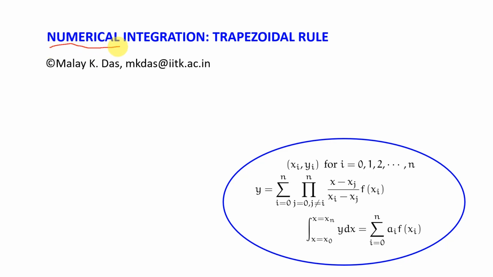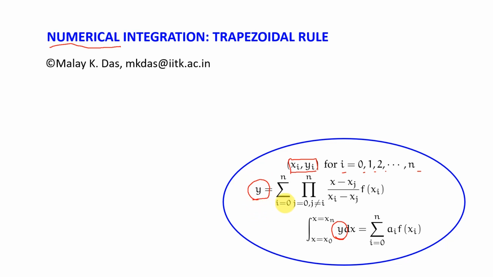About numerical integration. In numerical integration, we carry out integration over a set of discrete points. Unlike analytical integration, we do not have a function y that is equal to f of x here. So what we do is that we first take these discrete points xi, yi, where i goes from 0, 1, 2 up to n, and as a first step we fit a polynomial y that is f of x.